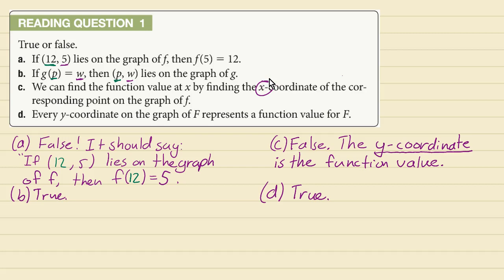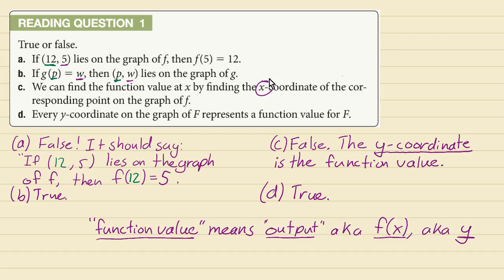The function value is another word for the output. So yeah, if you look at the point with a certain x coordinate and see what the y coordinate there is, that y coordinate is the function value. And D is true. Every y coordinate on the graph of f represents a function value for f. So yeah, function value means the same thing as output, means the same thing as f of x, means the same thing as y. On the other hand, input always means the x coordinate.